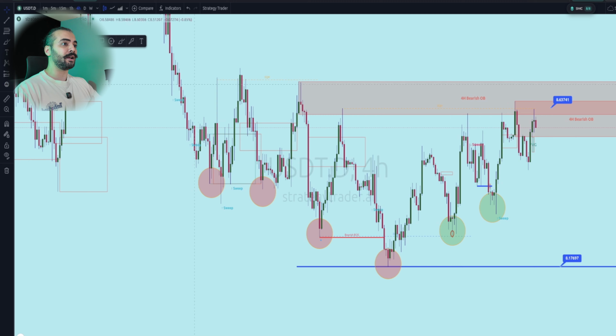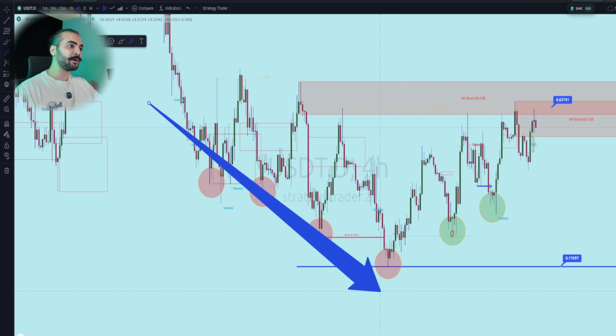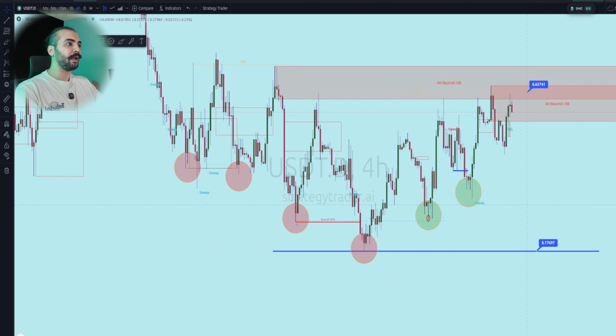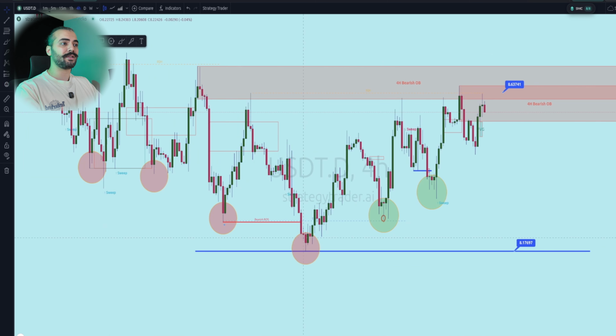Even though we were in the bearish momentum of the USDT, this bearish momentum was just inside a consolidation. It was just inside a monthly consolidation. And right now, everything has been changed. After the 20th of July, stuff has changed.